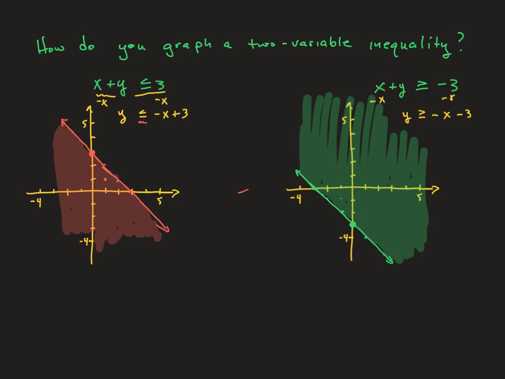I picked that point right there and said 0 is greater than, I'm sorry, negative 3. So that's how you graph just a linear inequality. Let's go ahead and solve.